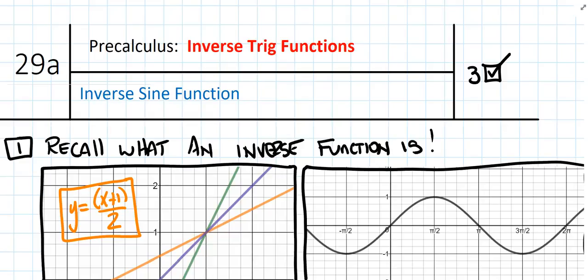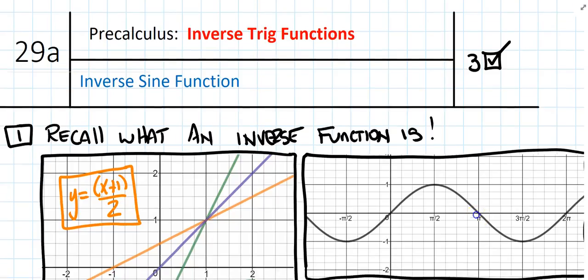Welcome to Precalculus Concept 29A. Underneath inverse trig functions, we're going to talk about inverse sine functions, and there are 3 boxes to cover.